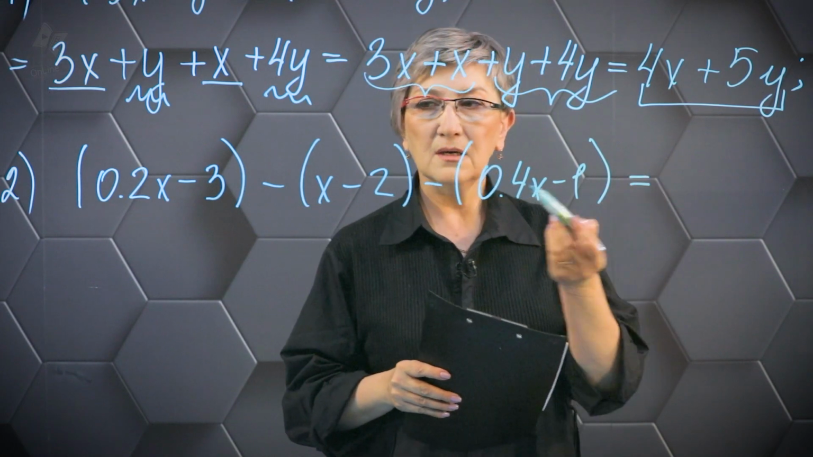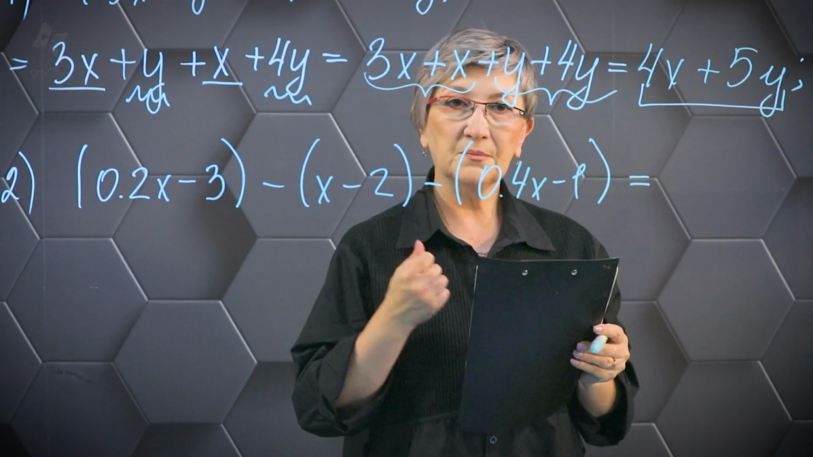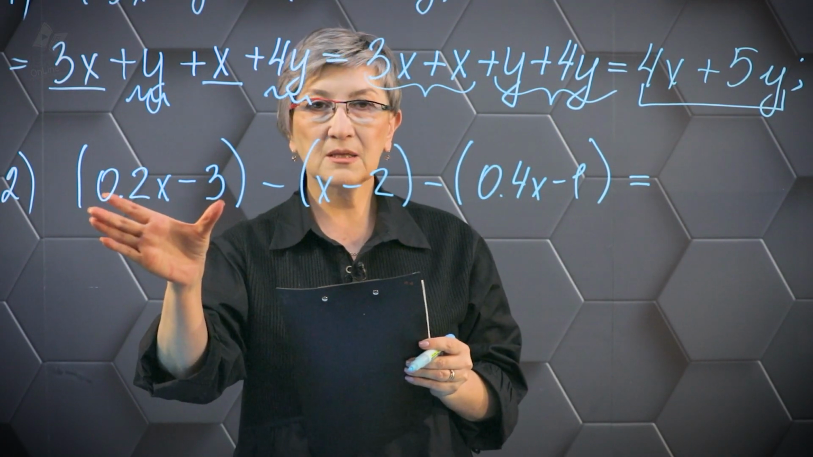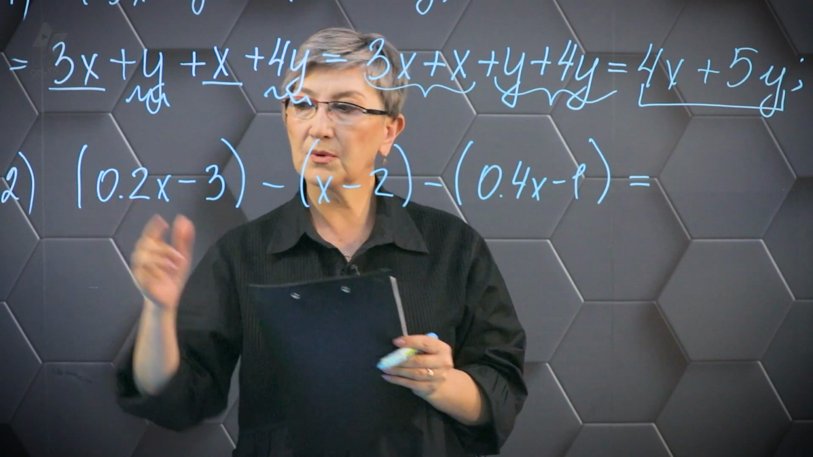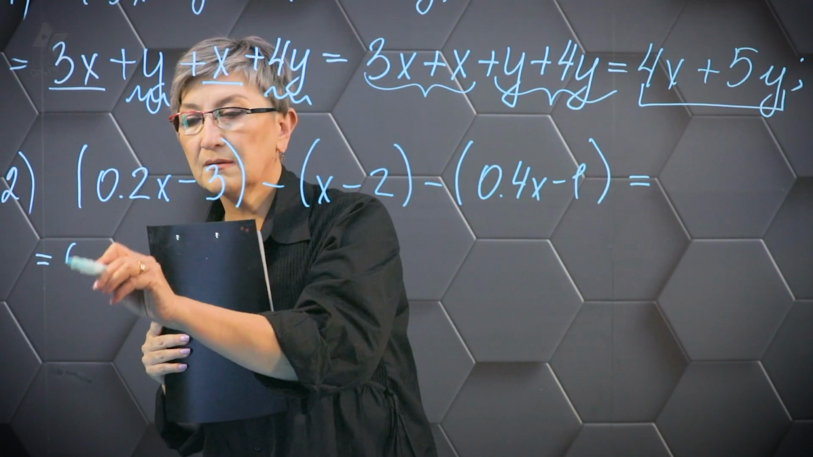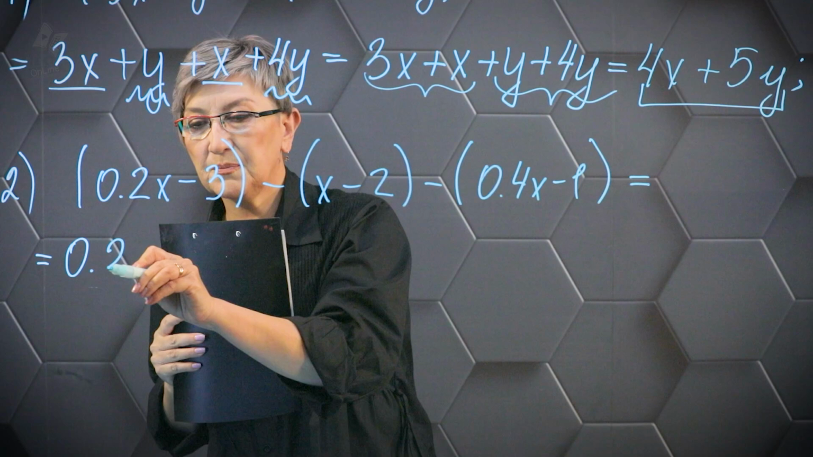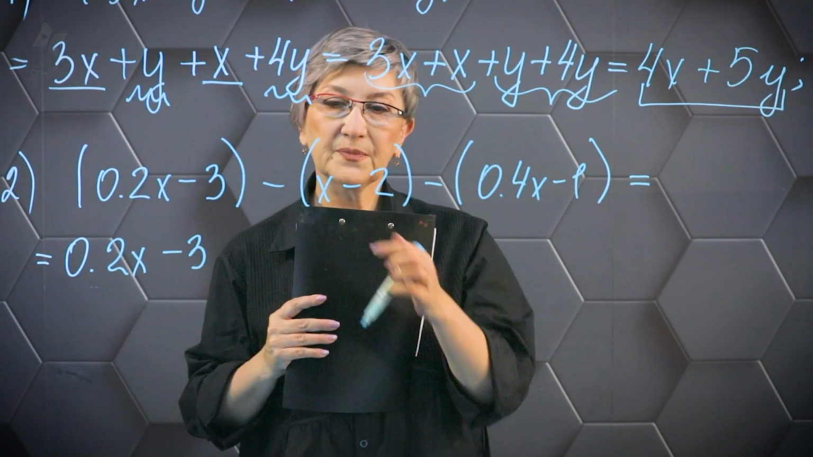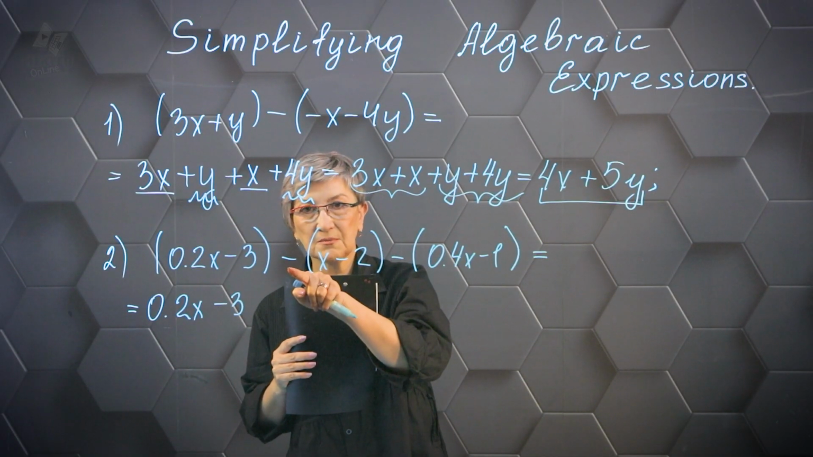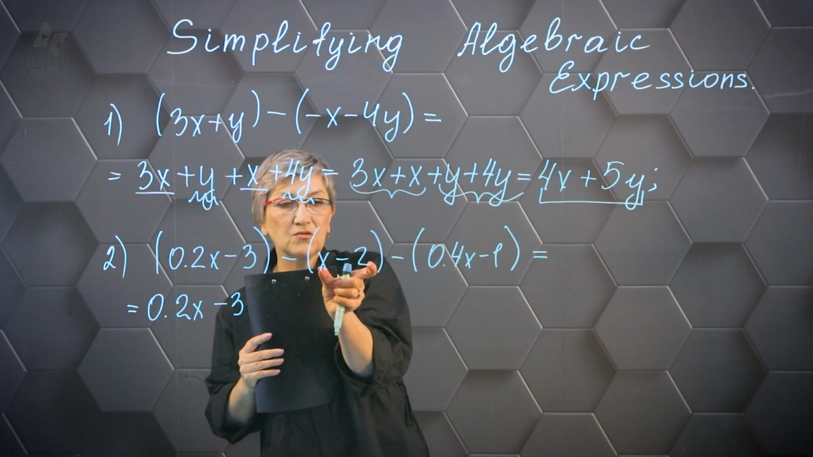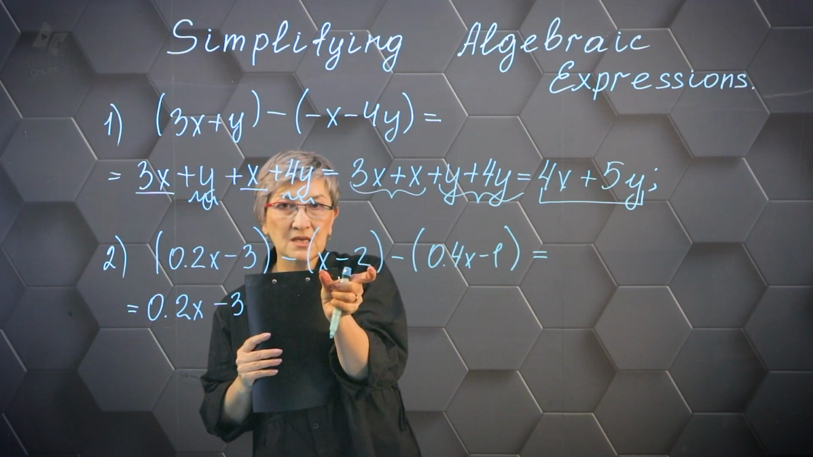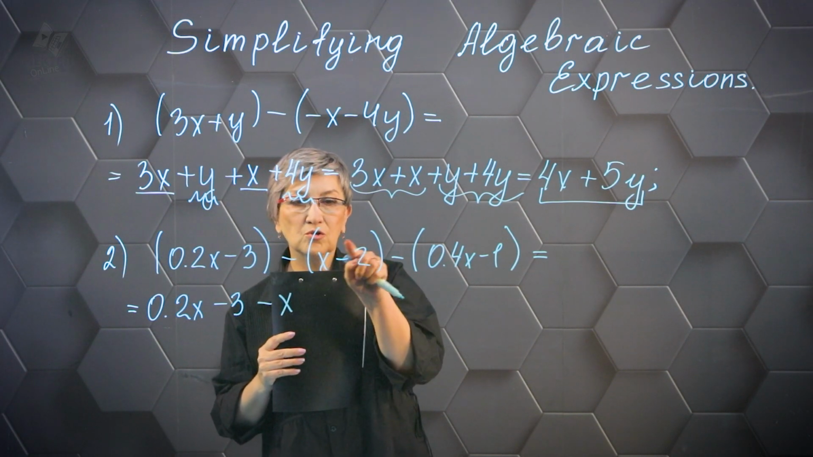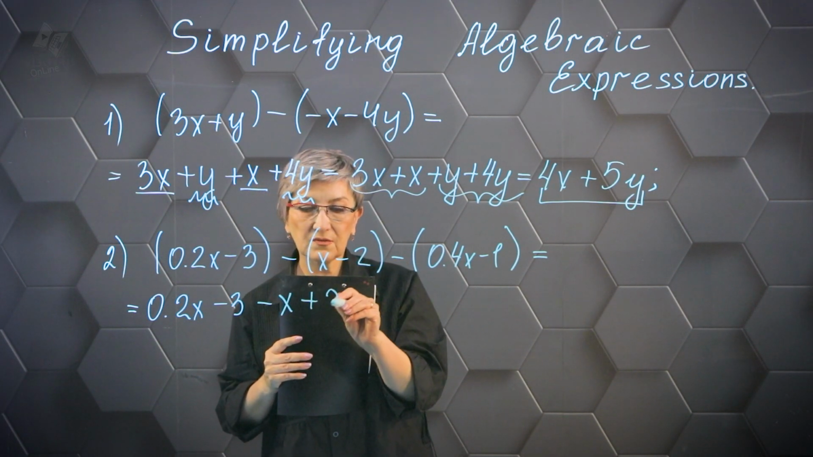Notice this example. We will apply the same rules in this example. Notice the first parenthesis, the sign before the first parenthesis. This is the plus sign. Then we don't write the parentheses, we rewrite the expression in the same form, 0.2x minus 3. But before the second parenthesis, we have a minus sign written down. So then I write this expression with opposite signs. x with the sign minus, the number minus 2 with the opposite sign plus 2.